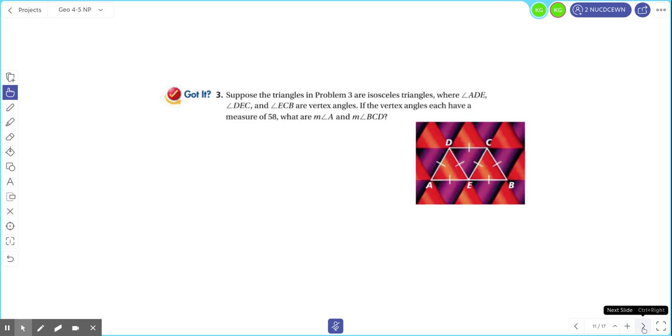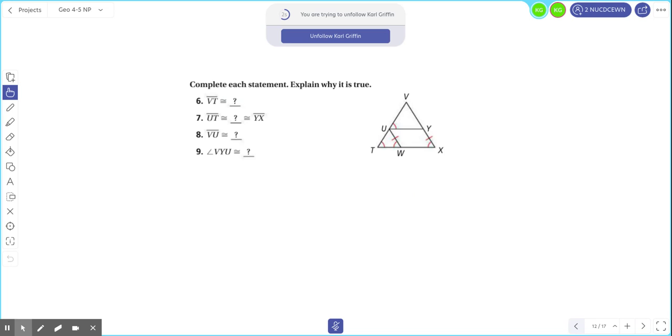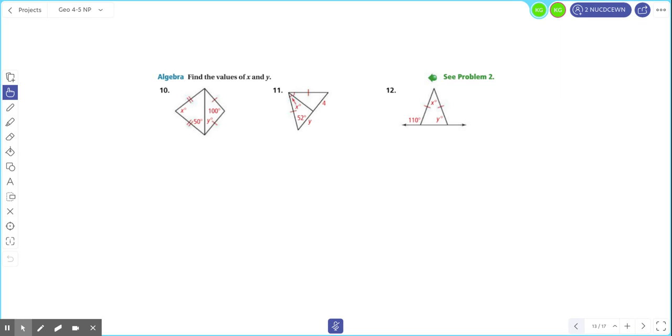And once you're done with that, we've got a bunch of problems for you to practice what you've learned. Here, you have to complete each statement and explain why it's true. You don't have to do a full proof here. You can do a shorter explanation. Look carefully at the picture and use what we have learned. Here is algebra stuff. So we're going to be going back to which angles do we know are congruent, and the fact that triangles add up to 180 degrees to help you answer these questions.